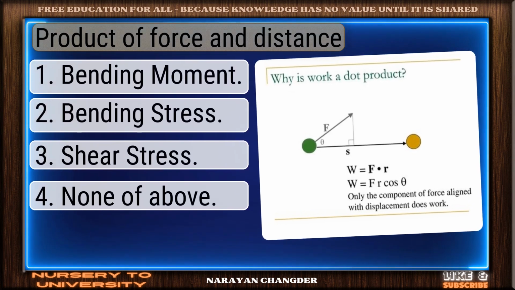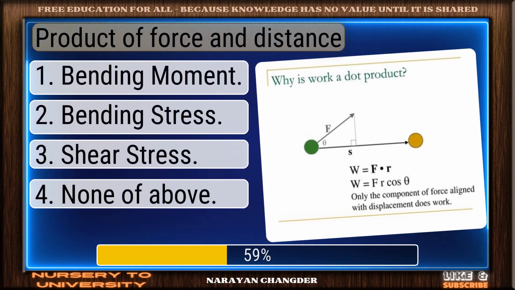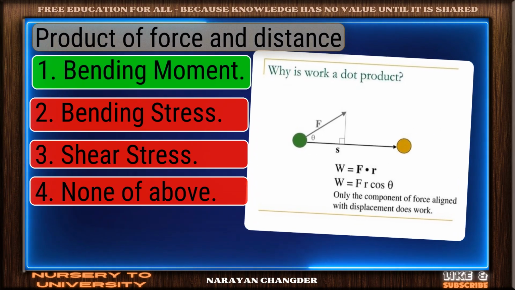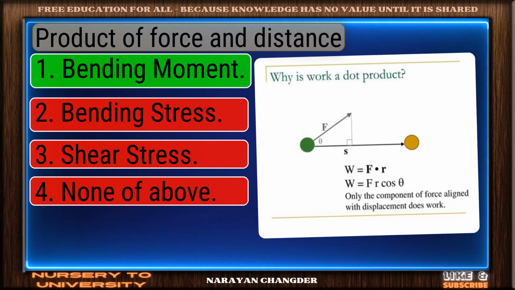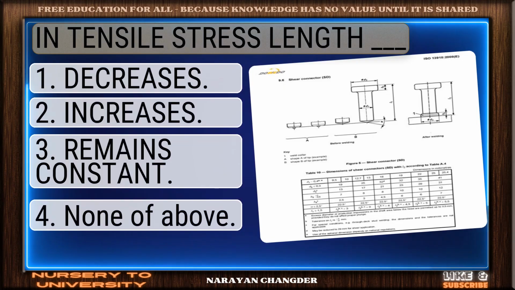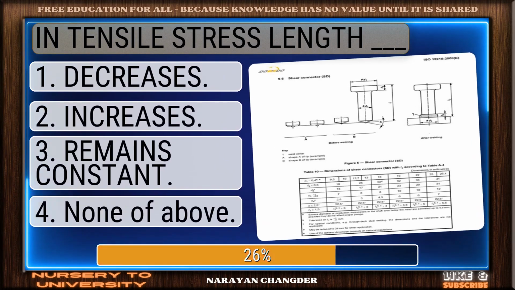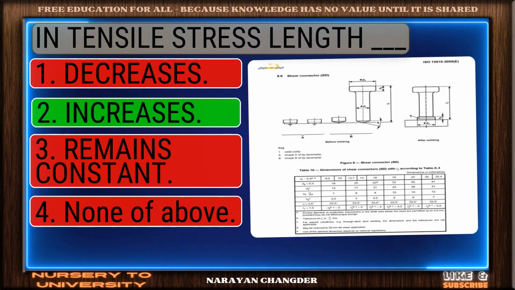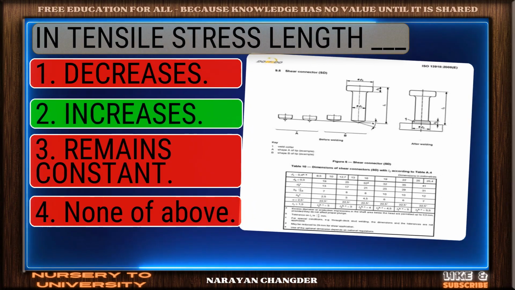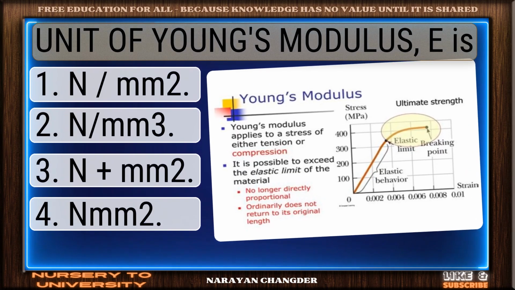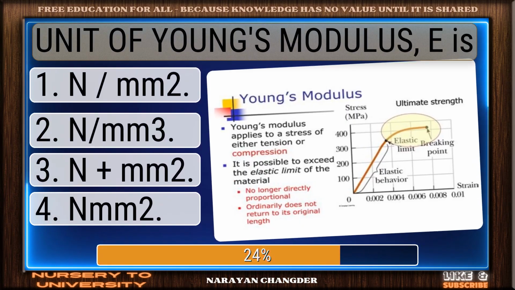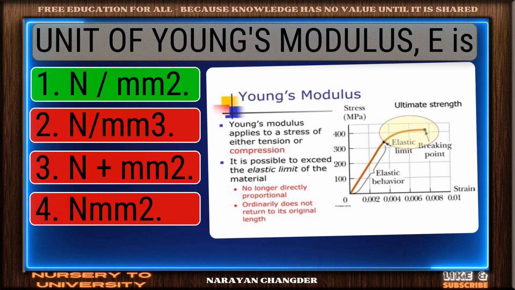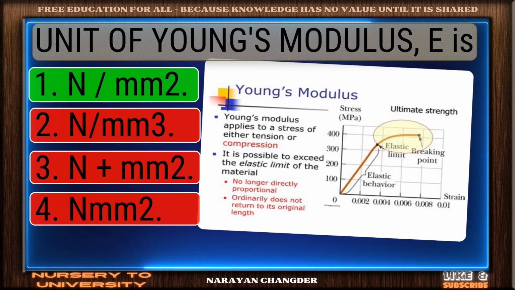Product of force and distance. Correct response. Bending moment is the most accurate answer. In tensile stress length is dash. You got it. Your choice increases is right. Unit of Young's modulus E is. Strong choice. N/mm² is the right answer.